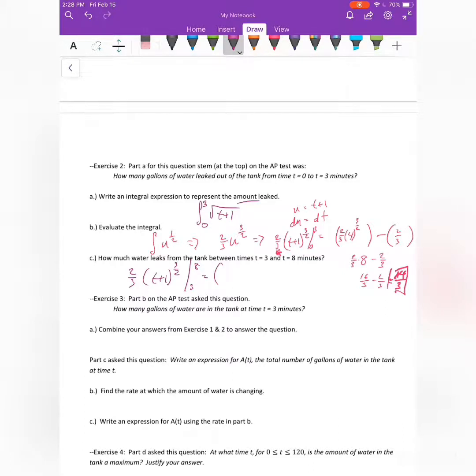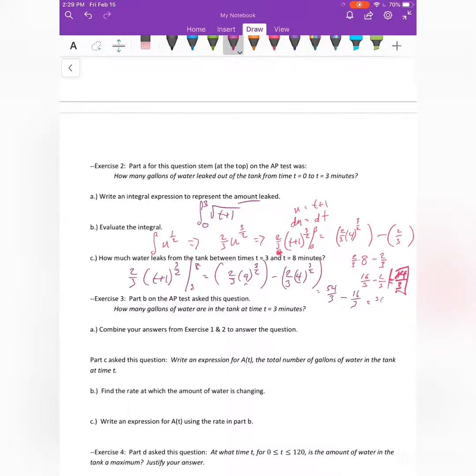Again, you could probably do this pretty quickly, but 2/3 times 9 to the 3/2 minus, that's plugging in 8, by the way. If you plug in 3, you get 4, so 2/3 times 4 to the 3/2. Same process. I would take the square root of 9 first, so that's 3. 3 cubed is 27. 27 times 2/3 is 54/3. For the 4, the square root is 2, and 2 cubed, we already did all that. That's 16/3. You saw that right above. Then do the subtraction, and I believe we get 38/3.